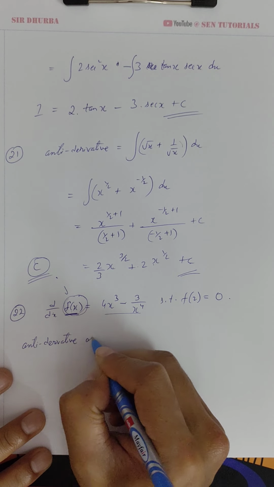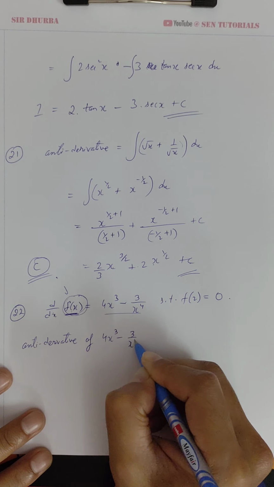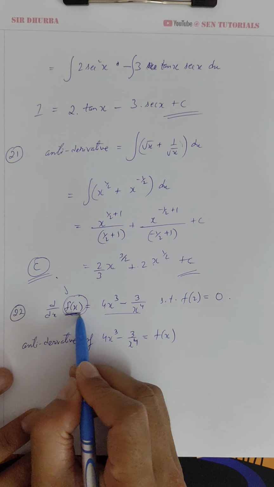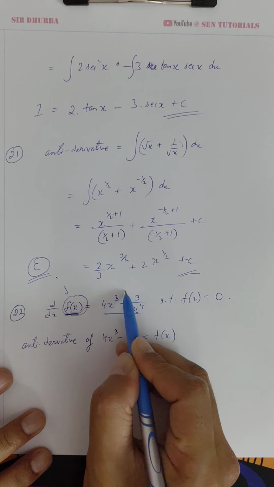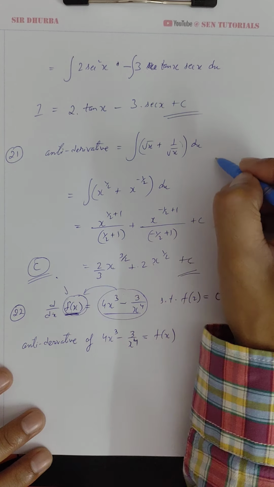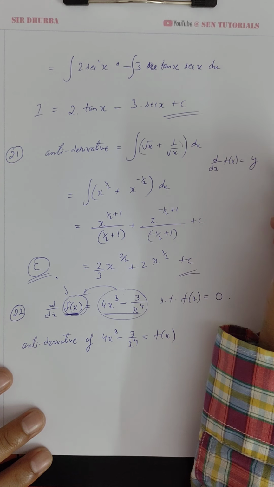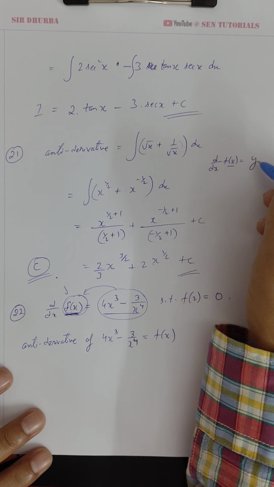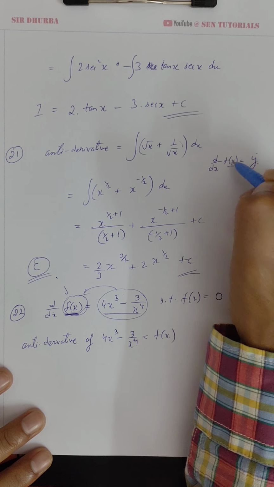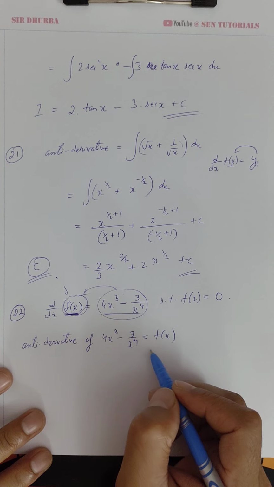As we know, the antiderivative of 4x cubed minus 3 by x power 4 is f of x. Got it? Derivative of this function is this, which means the antiderivative of this function is f of x. Derivative of a function is y, reverse, that means antiderivative of y. Derivative of this is this, so antiderivative of y is f of x.